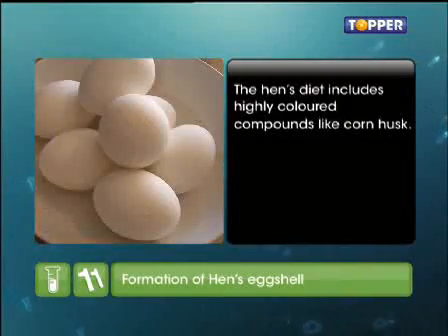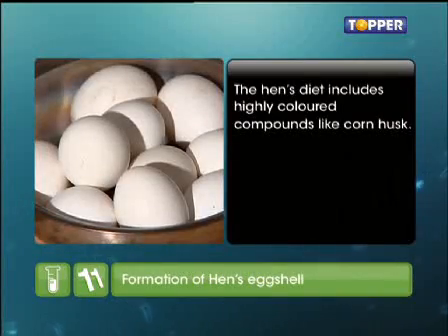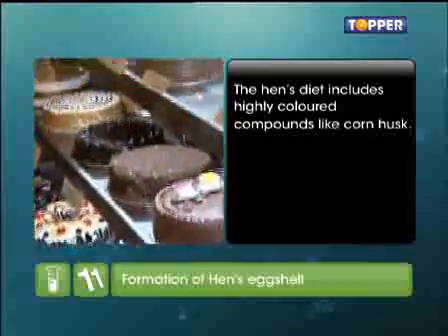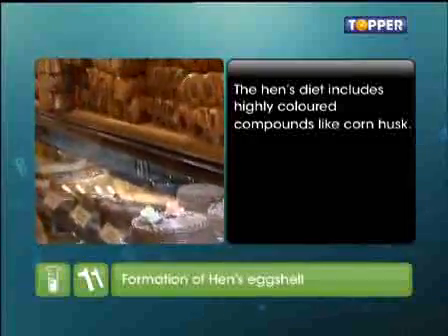The hen's diet includes highly colored compounds like corn husk. Such compounds form a colored precipitate with the calcium carbonate of the shell during shell formation. This is seen as the eggshell's color.